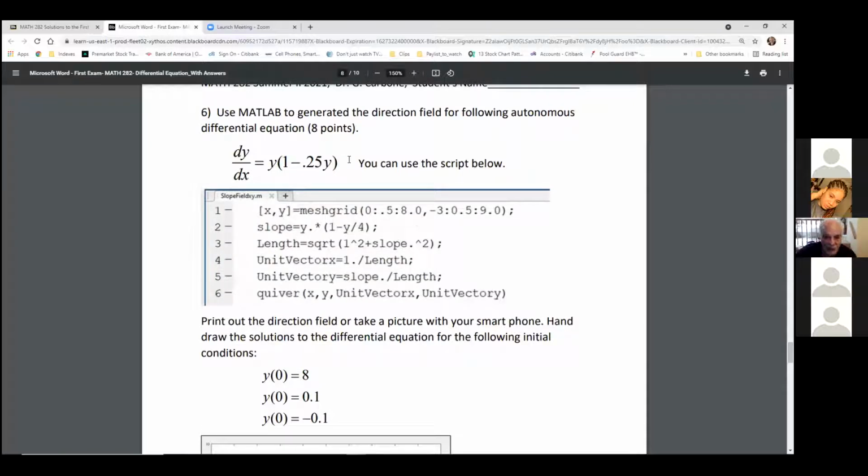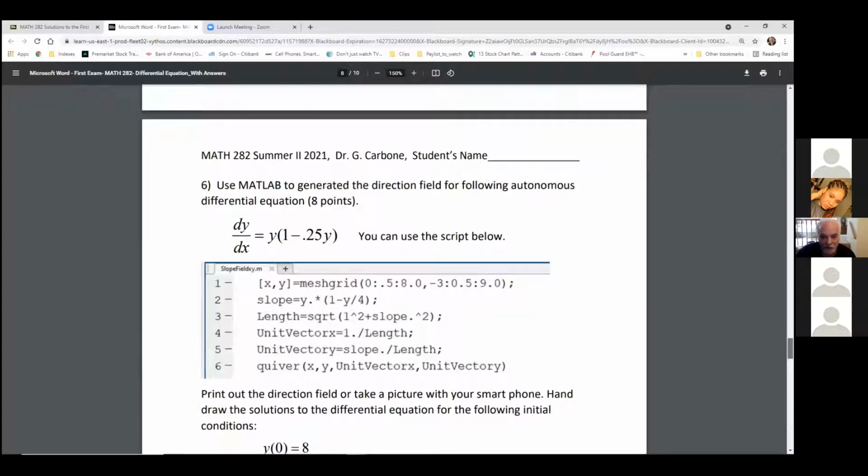The other thing is, if I don't tell you to solve the differential equation, you don't have to solve it. So in this problem, I know some people actually tried to solve the differential equation. This is a nonlinear differential equation. You can't solve it, but you didn't need to solve it.